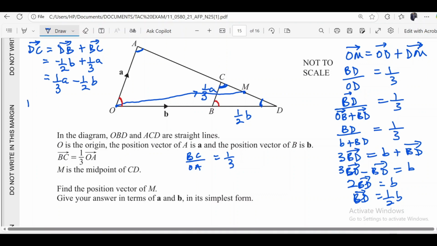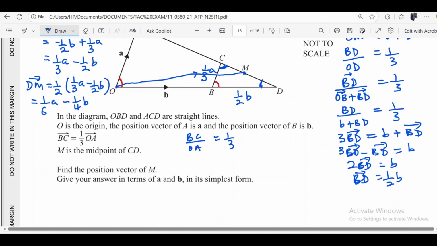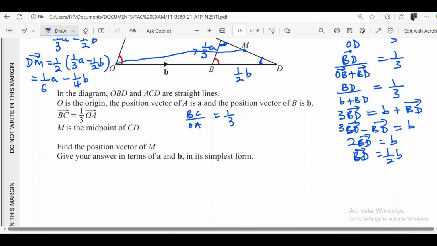Then DM is half, because M is the midpoint, so DM is half of 1 over 3 a minus 1 over 2 b. That is going to give us 1 over 6 a minus 1 over 4 b. So we have DM.